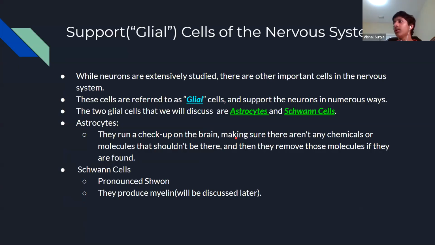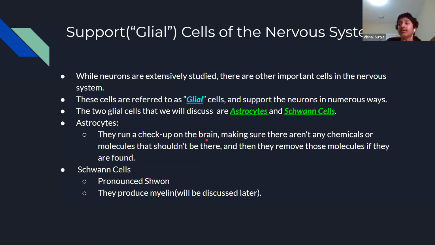All right. Now we'll be going on to another part of the nervous system called the support, or glial, cells. While neurons are extensively studied, there are other important cells in the nervous system. These other cells that aren't actually neurons are referred to as glial cells and support the neurons in numerous ways. They don't actually send transmissions and electrical impulses, but rather help sustain the neuron and keep it functioning. The two main glial cells we will discuss are astrocytes and Schwann cells.